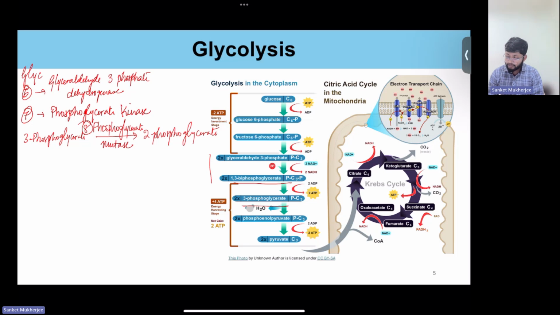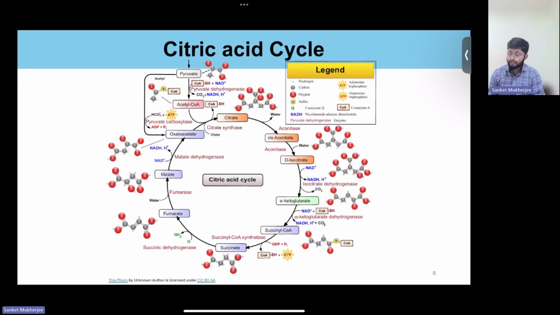2-phosphoglycerate is converted to phosphoenol pyruvate. This reaction, the 9th step, uses the enzyme enolase. And then phosphoenol pyruvate is converted to pyruvate using the enzyme pyruvate kinase. So at every step of glycolysis, we have one enzyme that is important in each step, right?